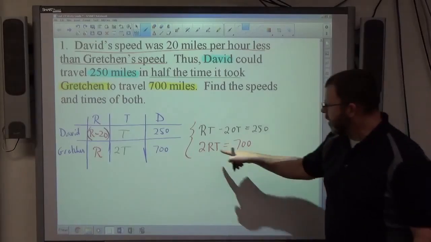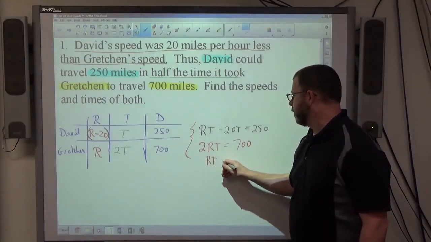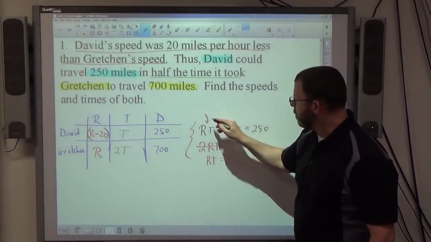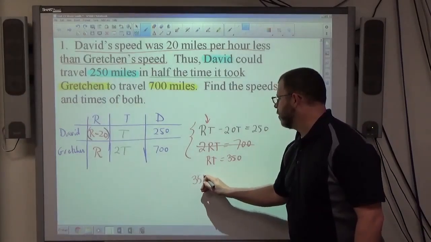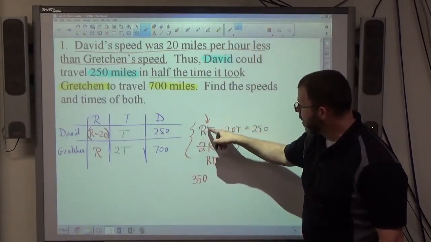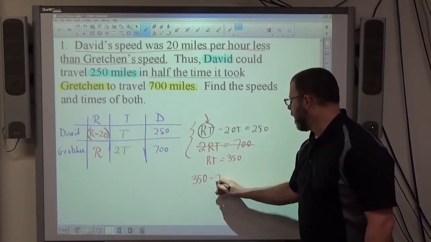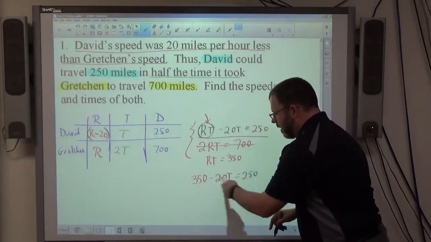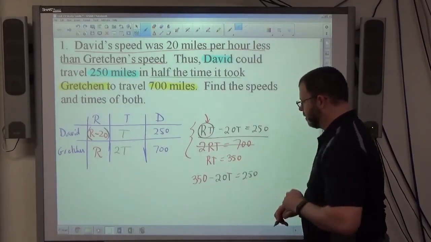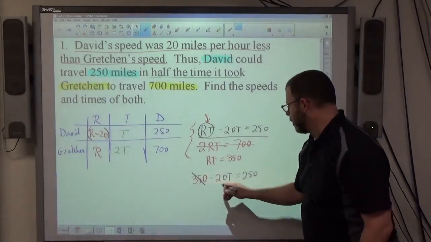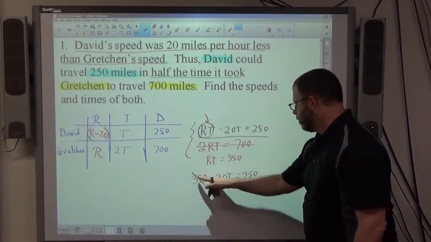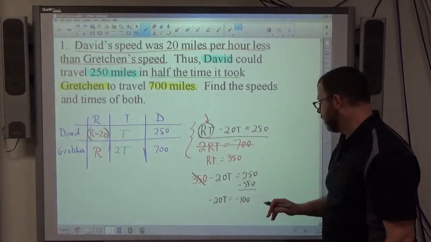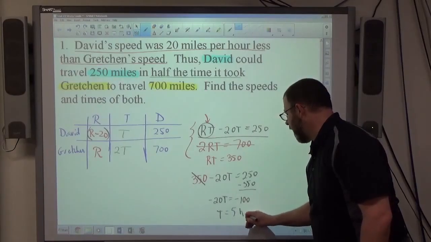Looking at the red system of equations, dividing by 2 first gets me RT is equal to 350. And if RT is equal to 350, I can put 350 in the black equation. So I'm taking the black equation, switching RT with 350, minus 20T is equal to 250. That's the same equation, just replacing RT with its value. The only variable left now is T, so if we move the 350 over, changing its sign, I get negative 20T on the left-hand side equals negative 100 on the right-hand side. Divide by negative 20 gets me T equals 5 hours.